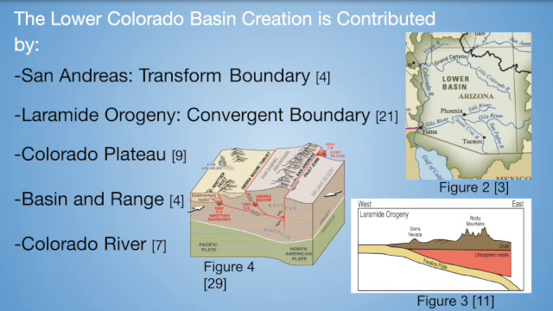Slide 2, Maya. The geologic formation of the Lower Colorado Basin, shown in Figure 2, is the result of the Laramide orogeny, which was a convergence boundary, the San Andreas, which is a transform boundary, the Colorado Plateau, the Basin and Range, and the Colorado River.